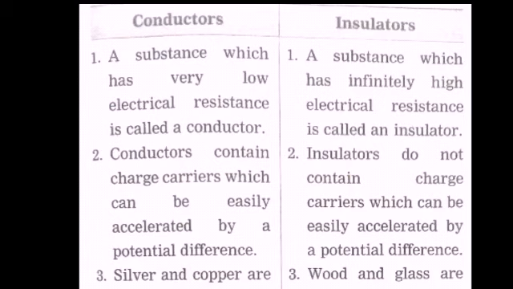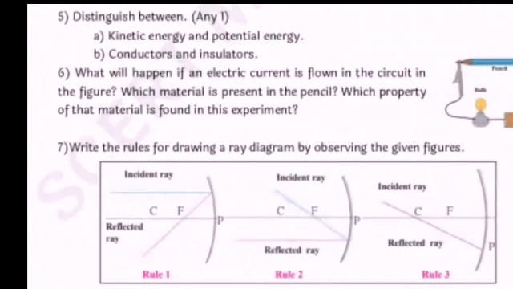Second, conductors contain charge carriers which can be easily accelerated by a potential difference. Third, silver and copper are conductors, wood and glass are insulators. Let's see.